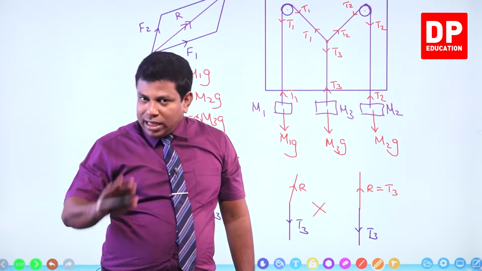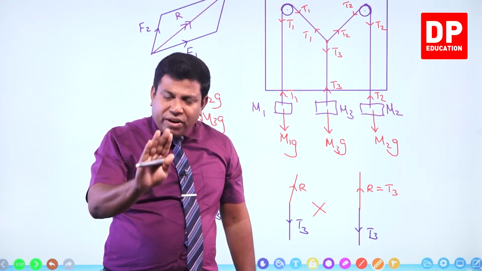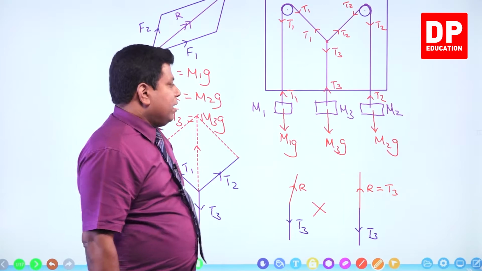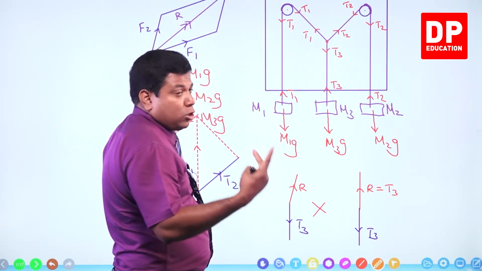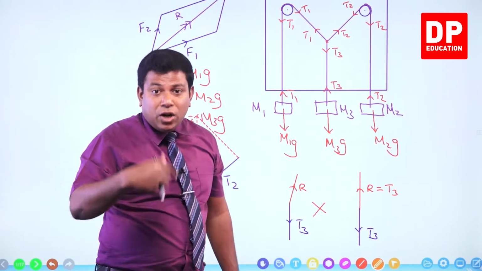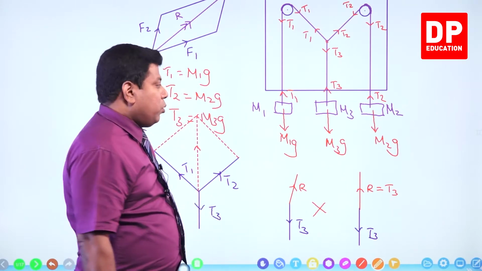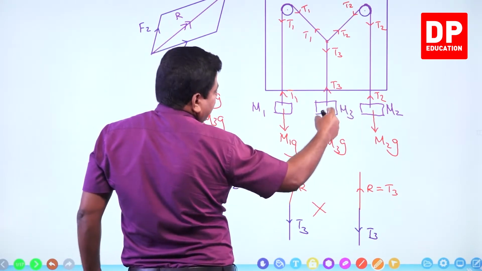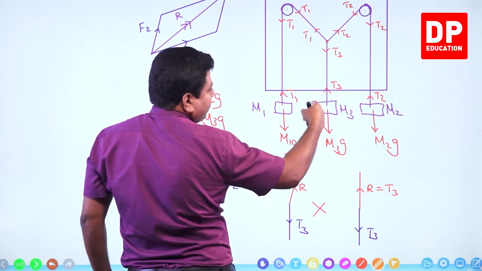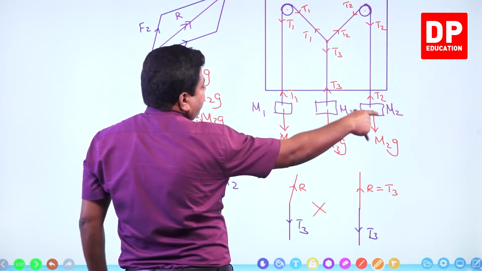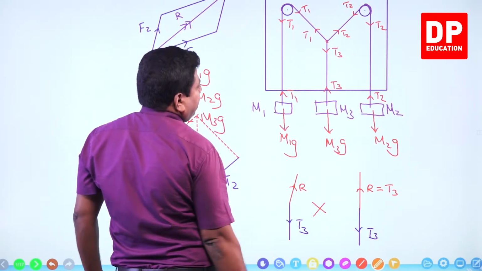Clear? So, that's all we are going to do. After verifying it, the second part of the experiment, there are two parts I said. Second part is finding an unknown weight. Put that unknown weight here. Remove this M3 and fix it here. Again, for some M1 and M2, balance this system.